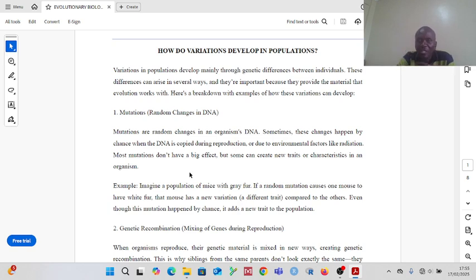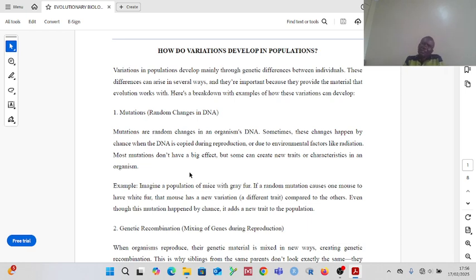But if the population is just similar, or homogeneous, on a particular aspect, be it color, be it height, or anything, then the chances that it will evolve are very minimal. So for us to understand this very important aspect of evolution, we need to appreciate how variations develop in populations.